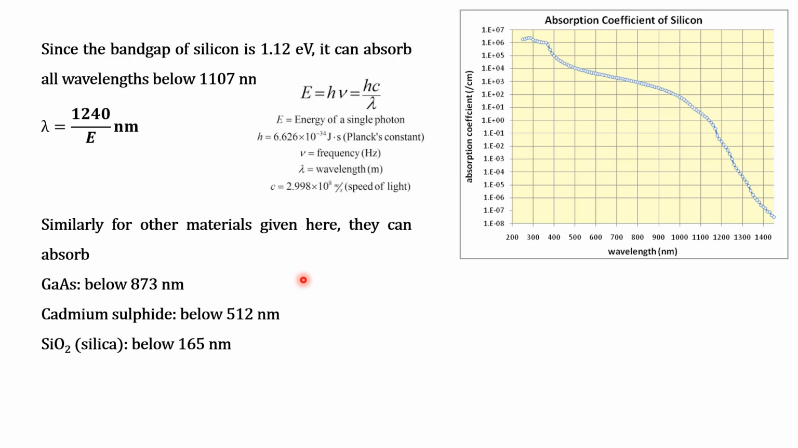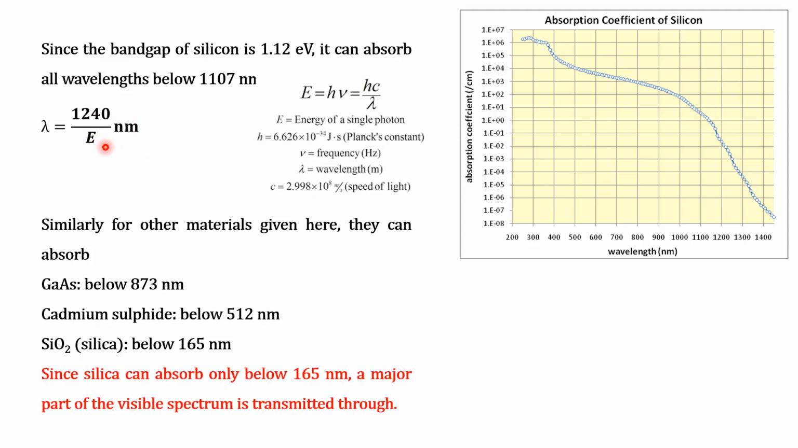Is it clear now? Yes, ma'am. So that is the case. This equation is very important. It will be useful in many scenarios, not only here. It is 1240 by E, where lambda will be in nanometer and E will be in electron volt. This is a shortcut equation that you can use everywhere. Instead of lengthy calculations, you can just use 1240 by E, with E in electron volt. I hope it's clear to you.